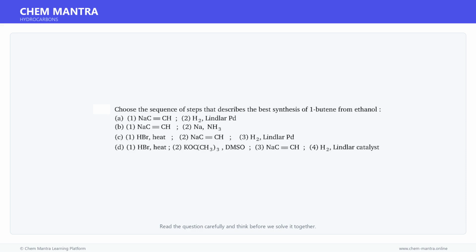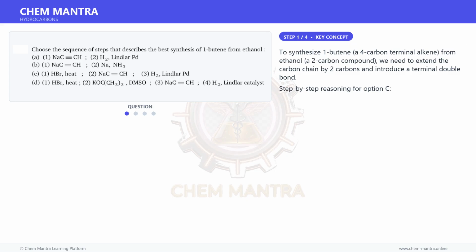Here is a question. Read it carefully and think about the answer. Let us solve it step by step. Let us first understand the key concept here. To synthesize 1-butene, a 4-carbon terminal alkene, from ethanol, a 2-carbon compound, we need to extend the carbon chain by 2 carbons and introduce a terminal double bond.